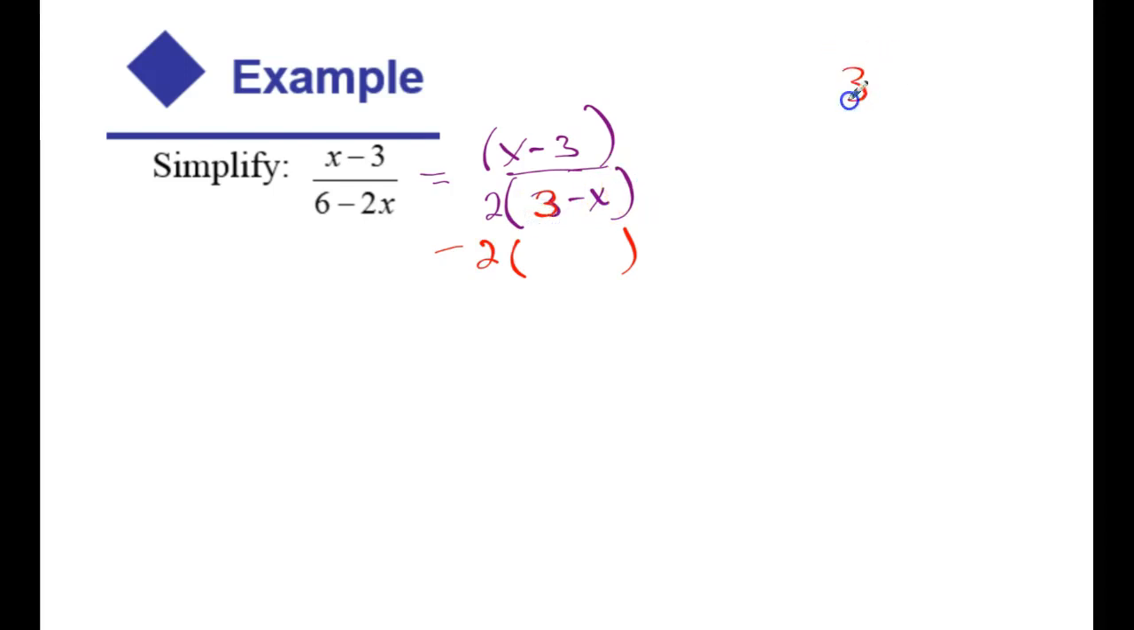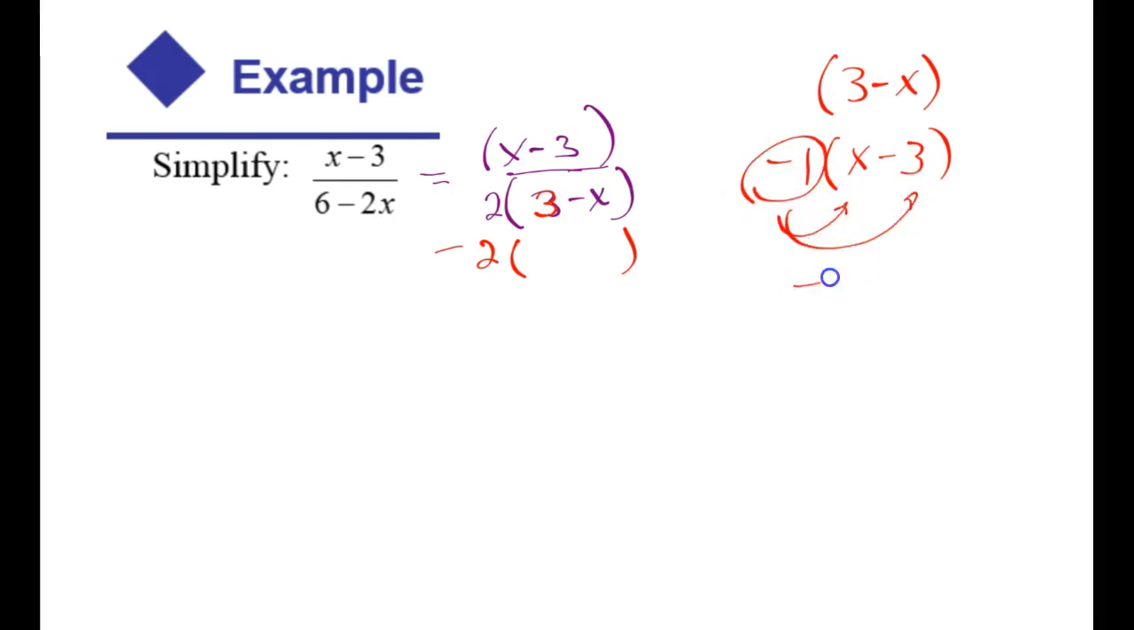So let me explain this. If I have 3 minus x, I can factor out a negative 1, and that will actually flip. The negative x goes to positive x, and the positive 3 goes to a negative 3. So you can check that out. If you redistribute this, I'll get negative x plus 3, which is the same. So when you factor out a negative 1, this negative x goes to positive x, and this positive 3 goes to a negative 3.